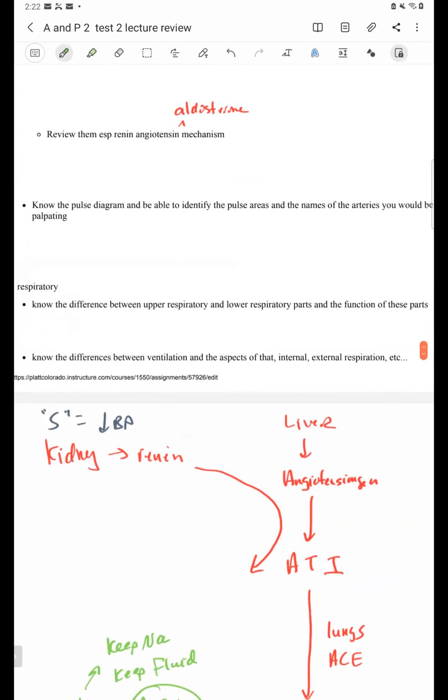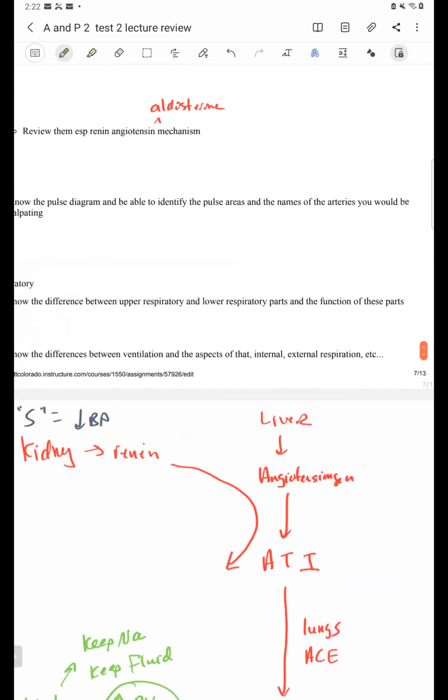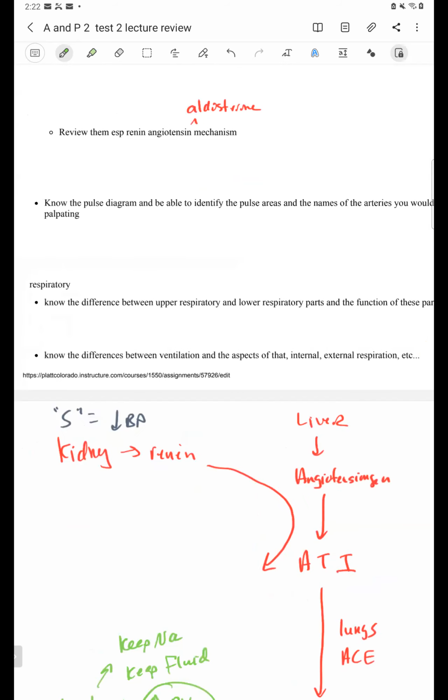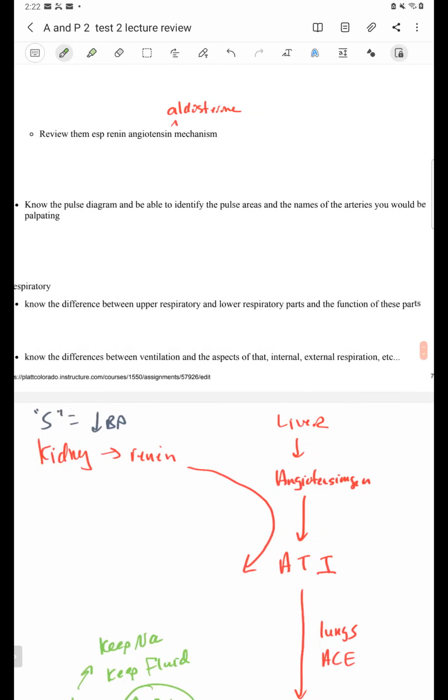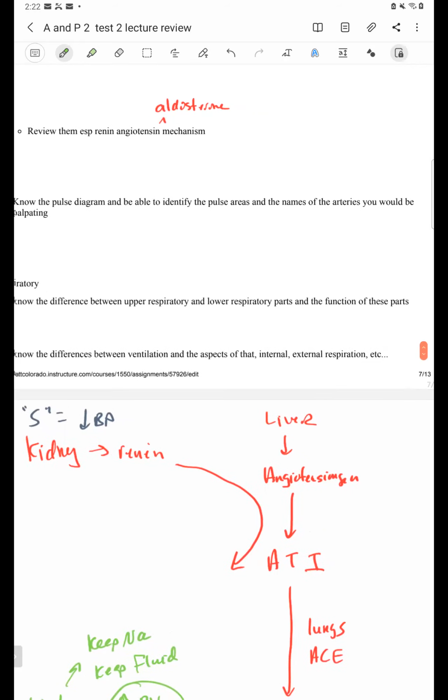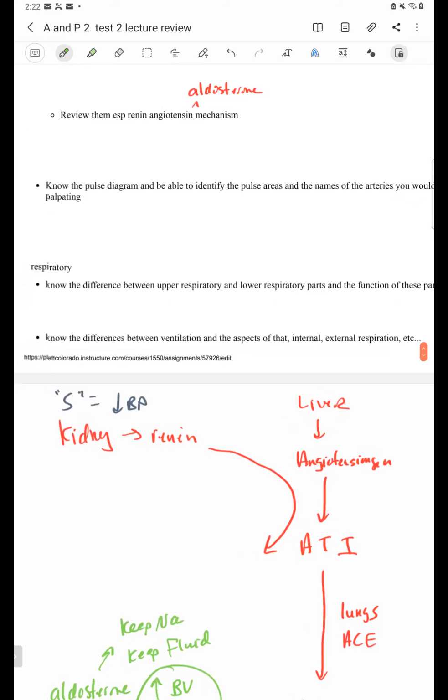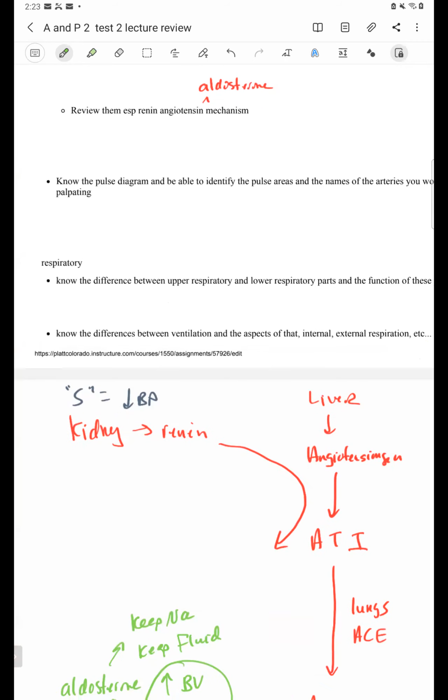Okay, there was a pulse diagram, how to identify pulse. So like where the carotid artery is, for example, the radial artery, dorsalis pedis. Okay, make sure you know that diagram and the names of those arteries that you can palpate to assess someone's pulse.